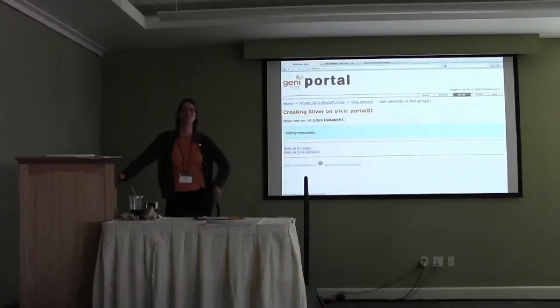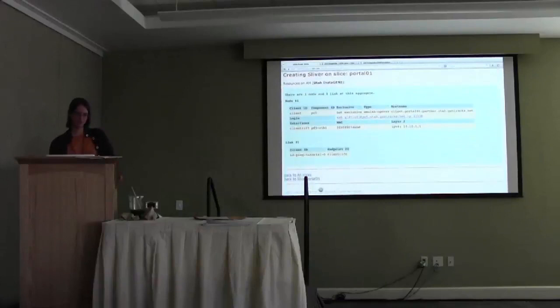Go ahead. Good. All right, so my resource was reserved. And it tells me that I had one node and one link. It tells me the name. I've assigned it a name. It's called client. And then the other really important thing is this. There's some login information here. All right, so I reserved my resources in Utah.